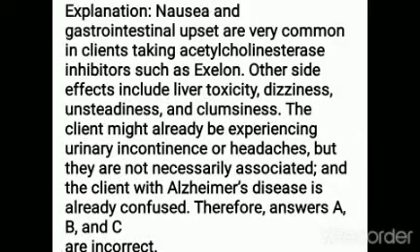Explanation: nausea and gastrointestinal upset are very common in clients taking acetylcholinesterase inhibitors such as Exelon. Other side effects include liver toxicity, dizziness, unsteadiness, and clumsiness. The client might already be experiencing urinary incontinence or headaches, but they are not necessarily associated, and the client with Alzheimer's disease is already confused. Therefore, answers A, B, and C are incorrect.